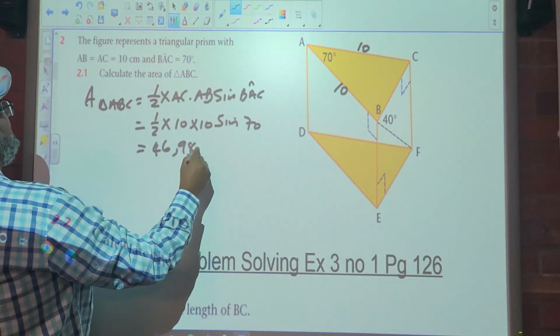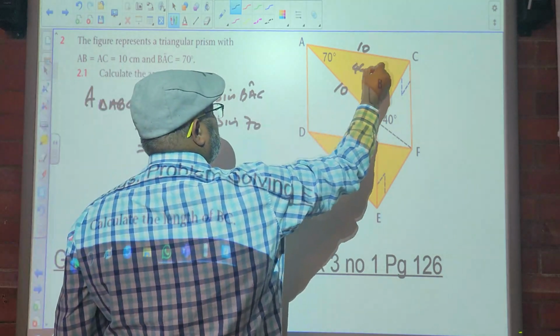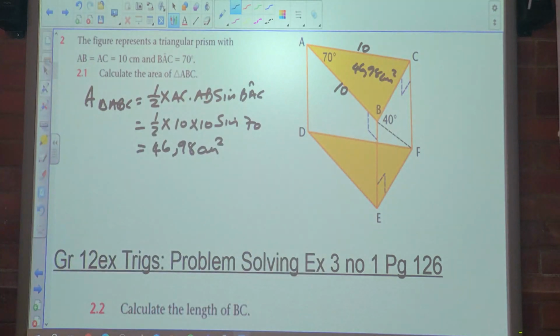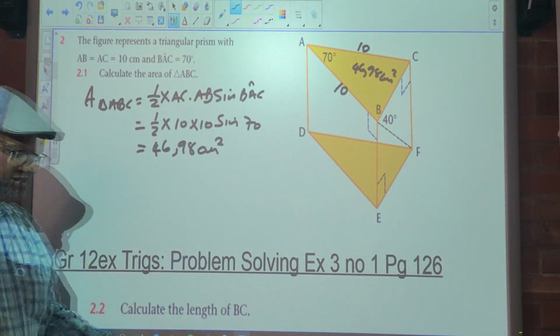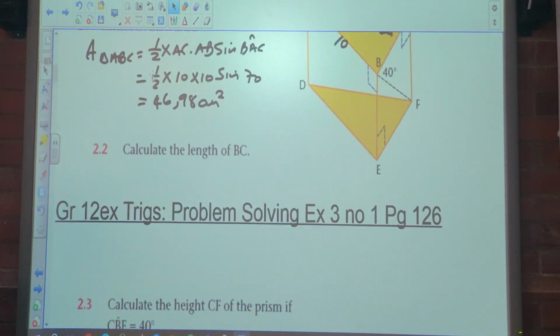So 46,98 centimeters squared. Is that correct? Alright. Let's look at 2.2.